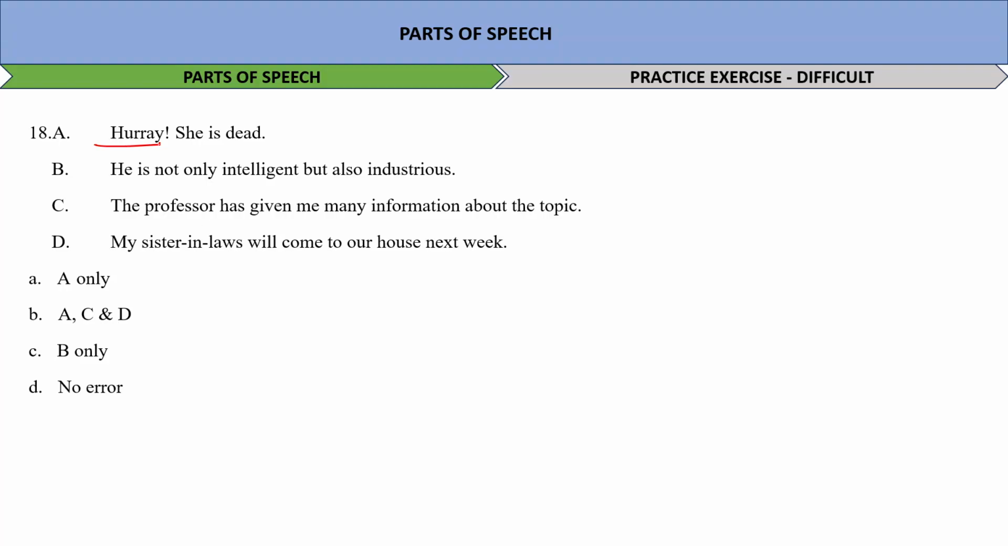Again, my sister-in-laws. What is sister-in-laws? When you have many sisters, more than one, you say sisters-in-law will come to our house next week. Hence, the error is in sentences D, C and A. A, C, D, I see A, C, D in option B. Option B.